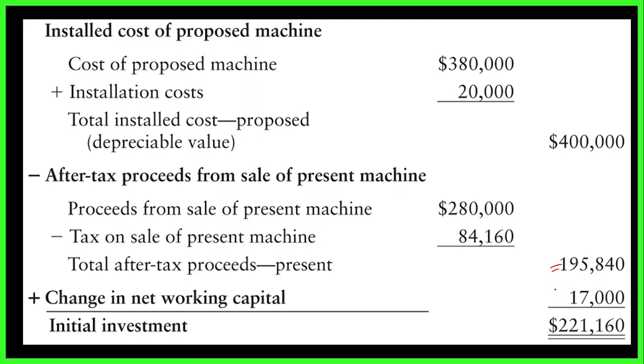And then there will be an increase in your net working capital because of this decision. So overall, the initial investment is 221,160. Very easy to follow. So, sir, what if this is an expansion decision? You can ignore this part right here when it's an expansion. Then you have to review the effect of this change in the working capital, if that is still 17,000.